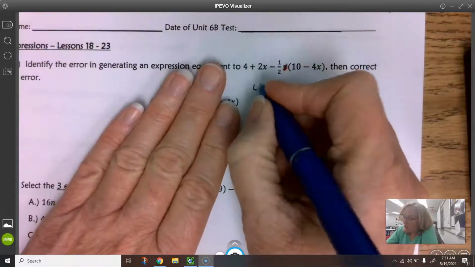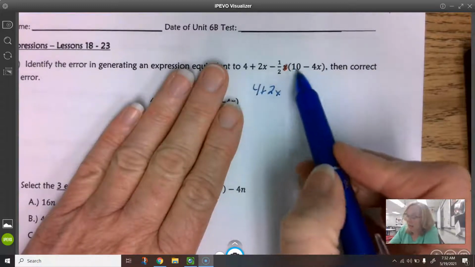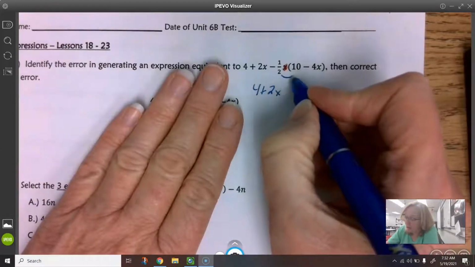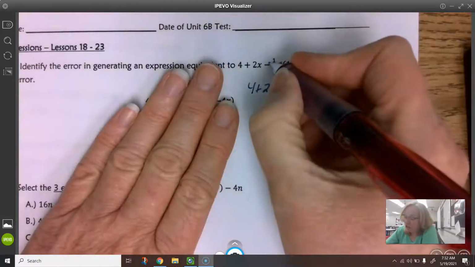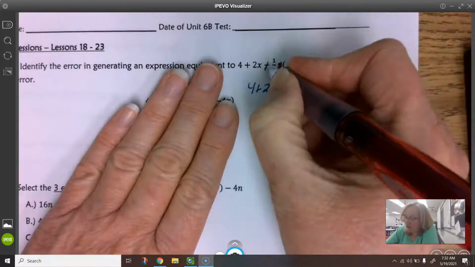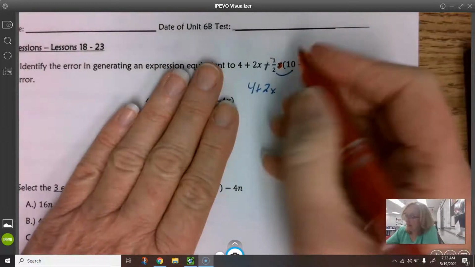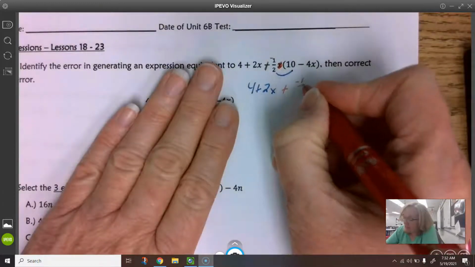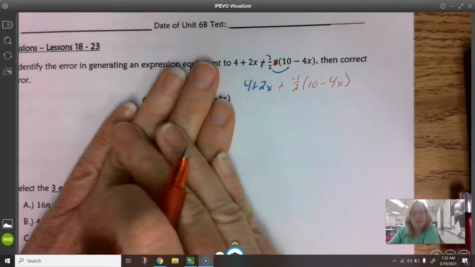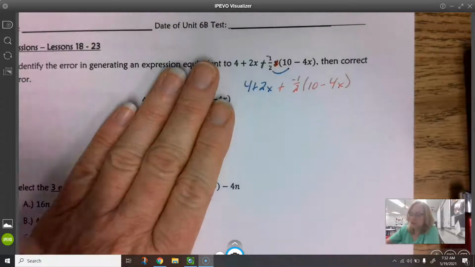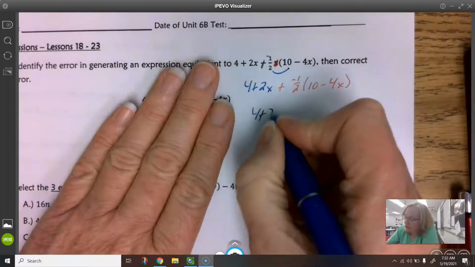I know that the 4 just hangs out, and that 2x. Because I know by order of operations, I have to distribute first. So I'm going to take the 1/2 times a 10 and change this to addition: cross the line, change the sign. I'm going to rewrite it as addition. Now, should I write it out? Yes, I should. Plus negative 1/2 times 10 minus 4x. I'm covering this up because if I see their work, that's sometimes confusing. So I like to just do my own thing first and do the math. So now the 4 plus 2x just kind of hangs out.